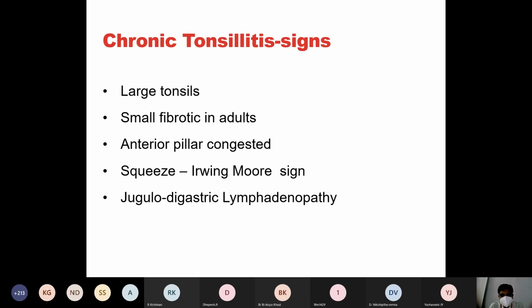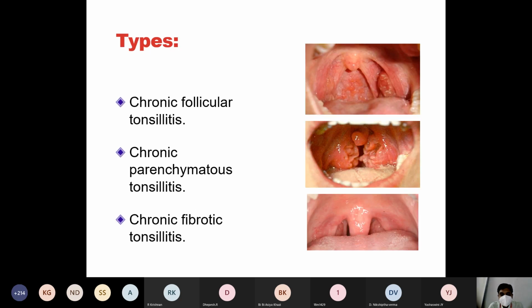So, chronic tonsillitis has cardinal features or clinical signs. There are three cardinal features of chronic tonsillitis. One is Irving-Moore sign. The second one is flushing or congestion of the anterior pillar. Which part of the anterior pillar? If you look at the pictures, especially the first picture, you can see that the anterior pillar appears reddish, which is more in the superior pole of the tonsil.